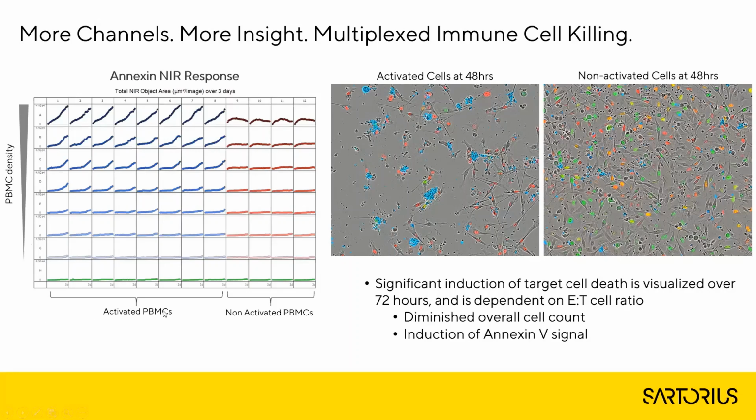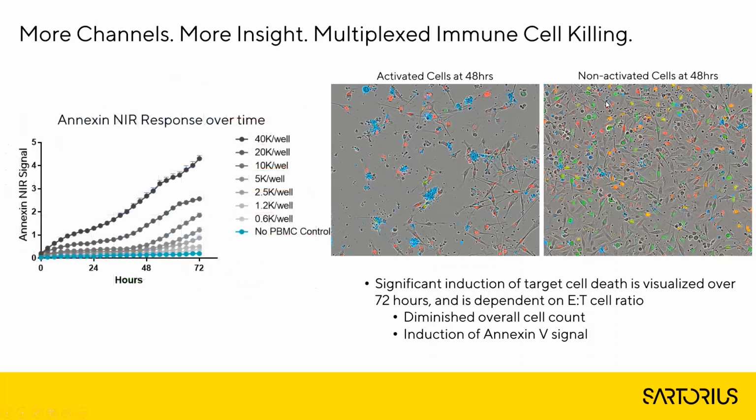On the left-hand side of the plate, adding activated PBMCs, and so you can see in each well the induction of the annexin near-IR response. In the non-activated PBMC controls, as I had mentioned earlier, we do see some induction of apoptosis in non-activated PBMCs, but nowhere near the signal that we see when we have those PBMCs activated. The images at right are just showing a visual depiction of the quantitative data that I'm showing at left. These are images that are taken at 48 hours.